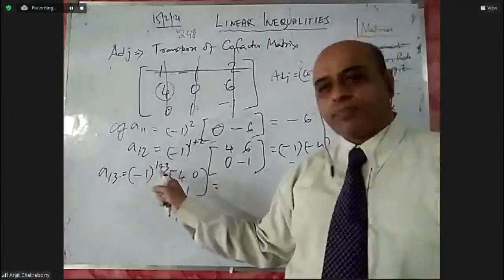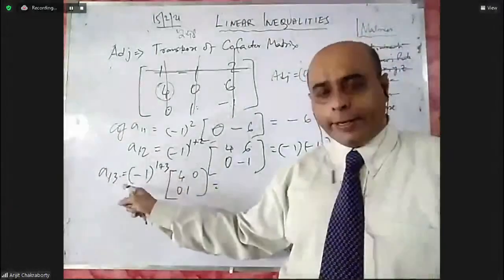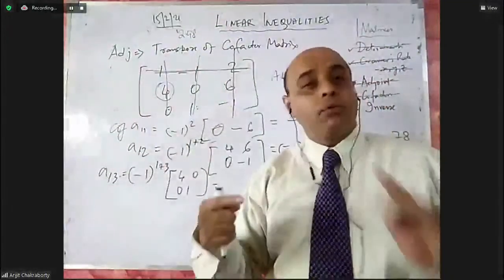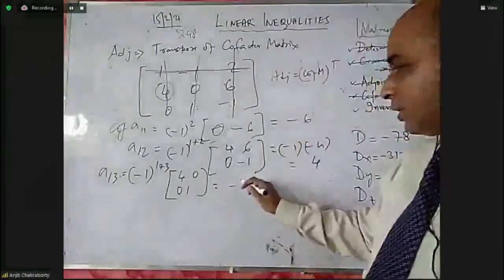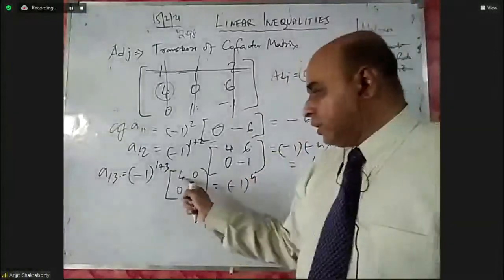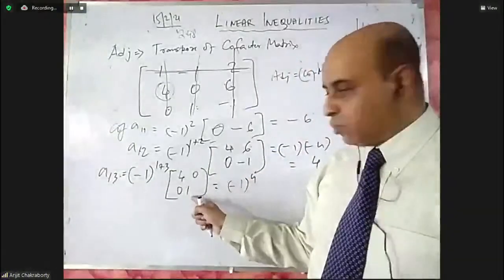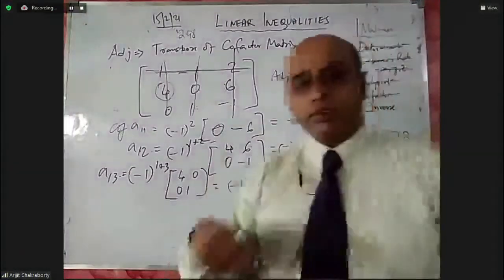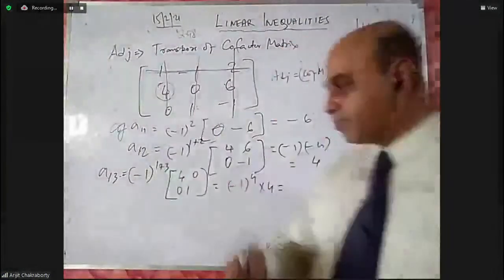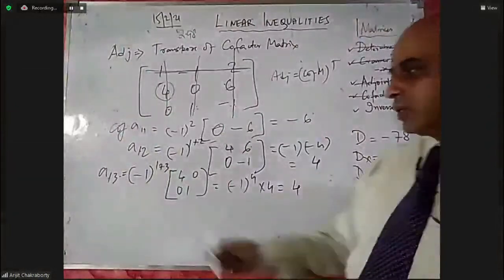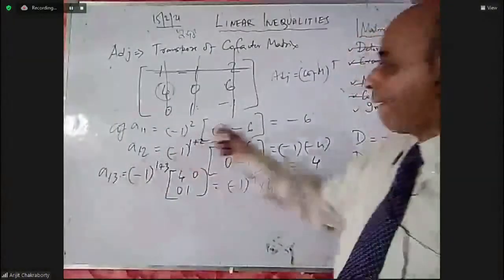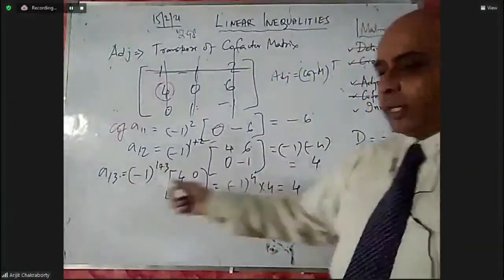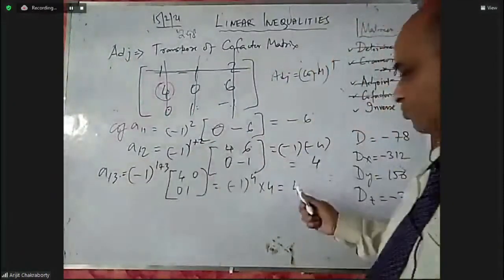Minus 1 to the power 1 plus 3, that is minus 1 to the power 4. 4 into 1 is 4, minus 0, that is 0. So this is 4. Minus 1 to the power 4 is plus 1, so plus 1 into 4 is 4. So we have got A11 as minus 6, A12 as 4, and A13 is also 4.